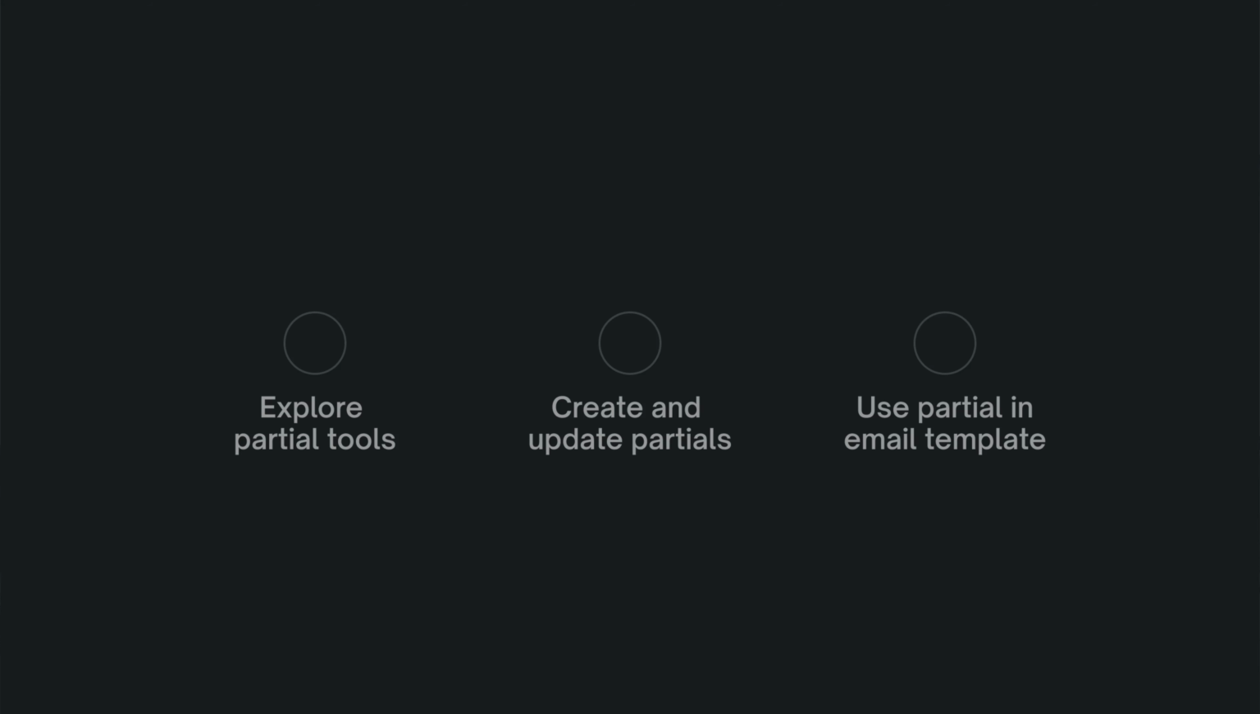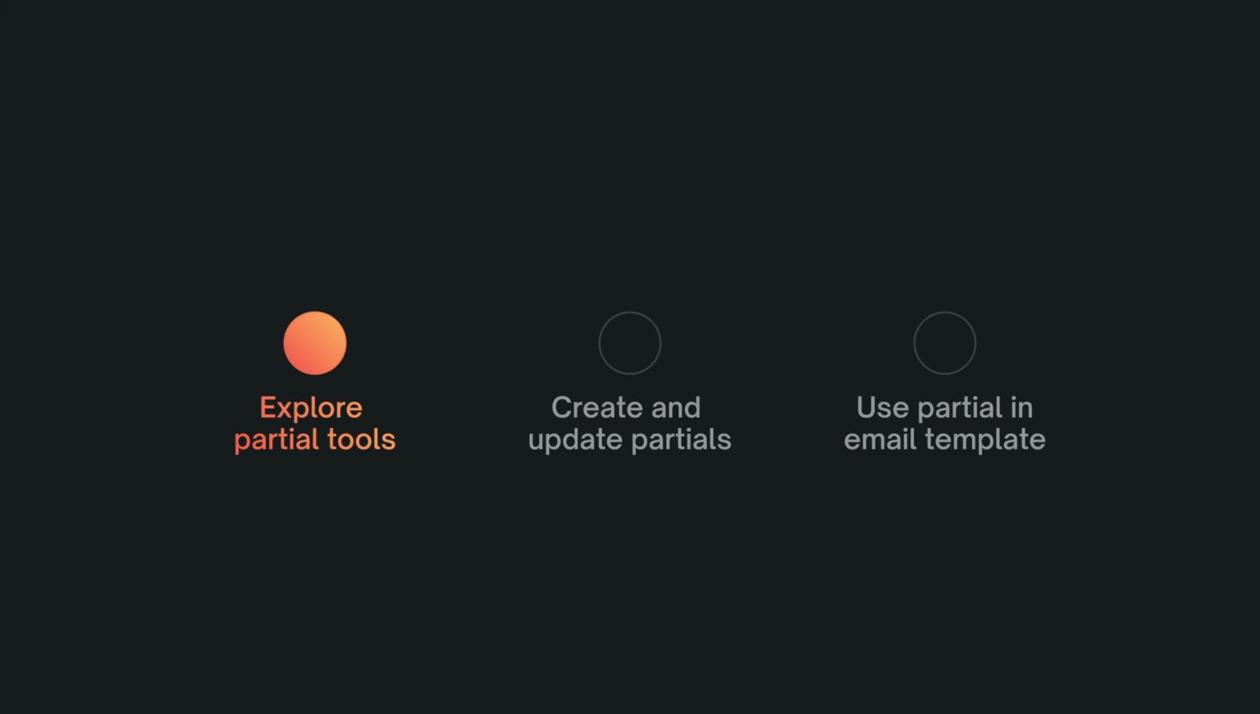In this video, we'll look at the MCP tools available for partials, then we'll create a partial from a prompt and a screenshot, and then finally we'll use that partial in an email template. This tutorial assumes you've already configured the Knock MCP server, so if you haven't done that, check out part 1 in this series, and with that, let's get started.